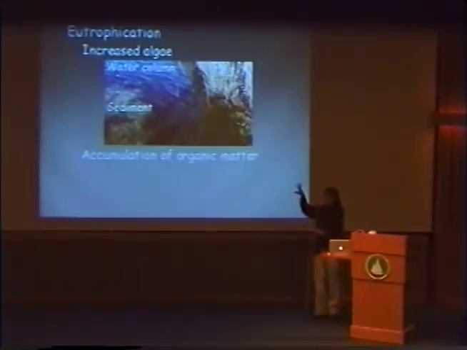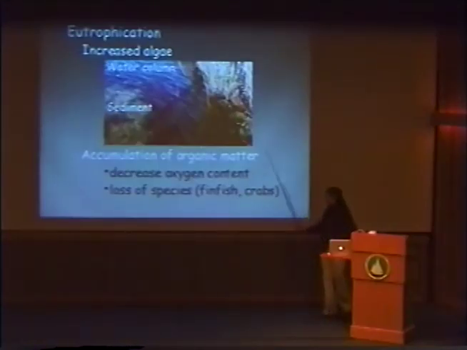Now, this increase in algae results in an increased accumulation of organic matter in the estuary, both from the living cells and from their detritus as they die. This increase in organic matter also results in a decrease in oxygen content, ultimately, in your near-bottom waters, and can result in the loss of different species that are important commercially.